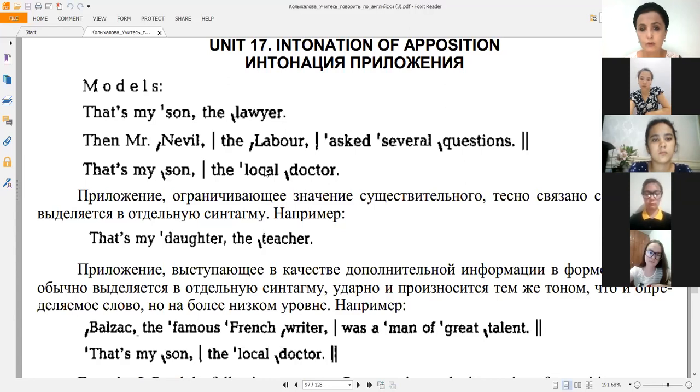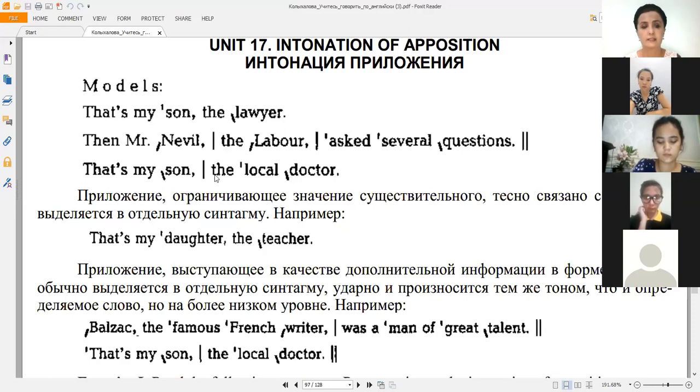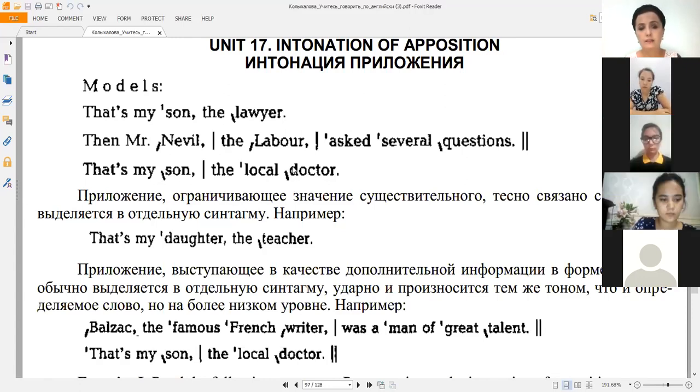Local, yeah? Local doctor. It means when there is additional information about the noun, so in sentences that include apposition, it forms a non-final separate intonation group, and it is stressed and pronounced with the low falling nuclear tone here. That's my son, the local doctor. As you can see, low fall plus low fall here. But in the first example, pay attention. That's my son, the lawyer.